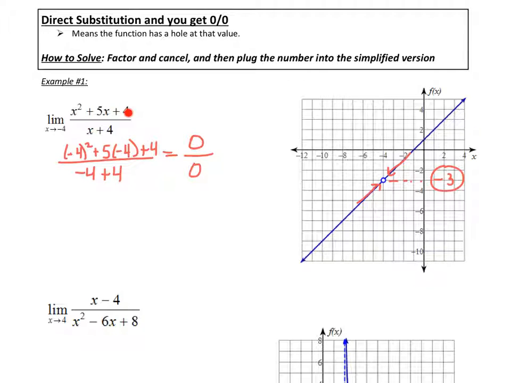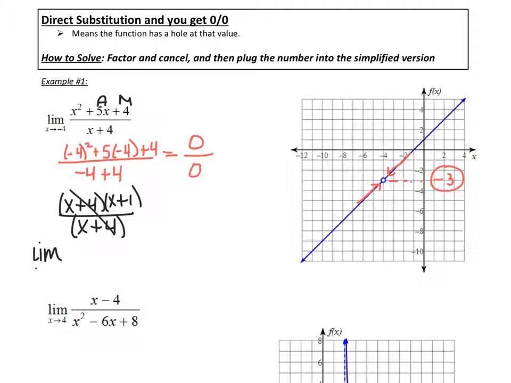So we have this trinomial here that we could factor. So we want to find the factors that add to 5 and multiply to 4. So those factors are x plus 4 and x plus 1, all over x plus 4. So see how the x plus 4's cancel? So we can simplify this and then take the limit again.